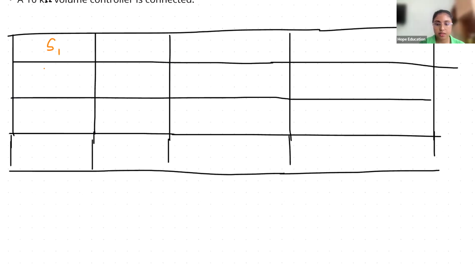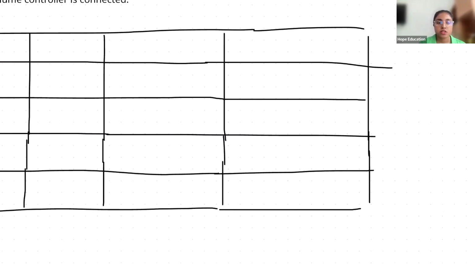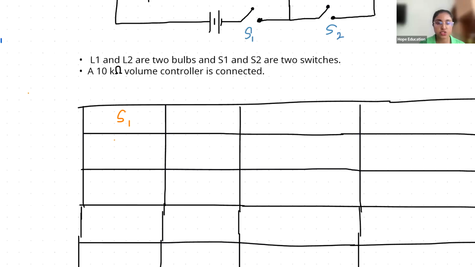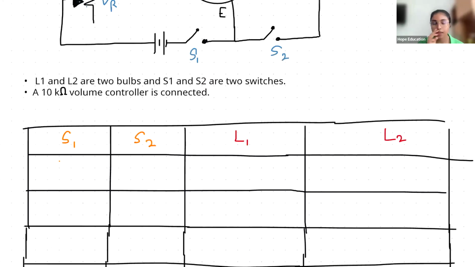Give me a second until I complete the table. Okay. So this is my S1 switch and this is my S2 switch, right? Then I'm going to observe the L1 bulb and the L2 bulb. Right? Now watch carefully. These are the observations.